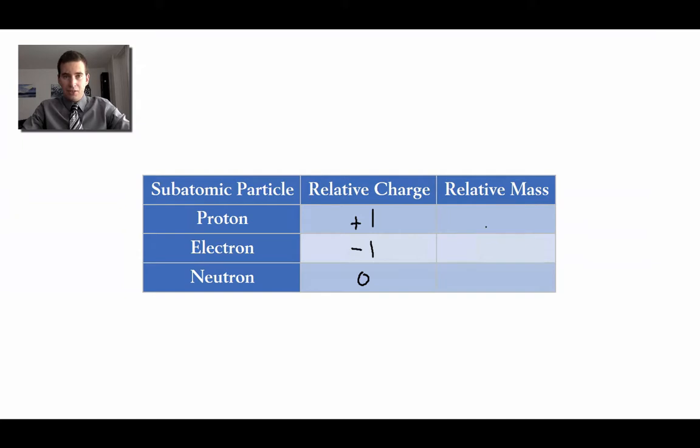Now the relative mass, this is important regarding all your calculations, okay? Now protons have a relative mass of 1. Neutrons also have a relative mass of 1. They basically have the same mass. Now electrons don't. They are much smaller. In fact, in terms of mass calculations, you don't even include them. Now technically they do have some mass, and that is equivalent to 1 divided by 1836. Like I was saying, they're so small you don't even include them in mass calculations.